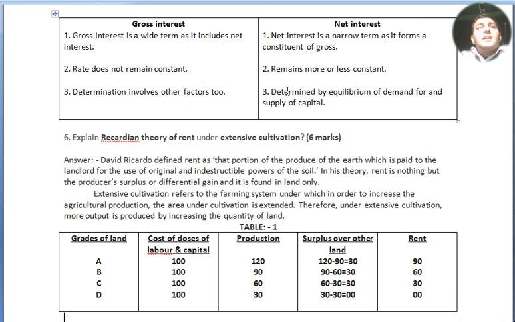Question number 6. Explain Ricardian theory of rent under extensive cultivation for 6 marks.